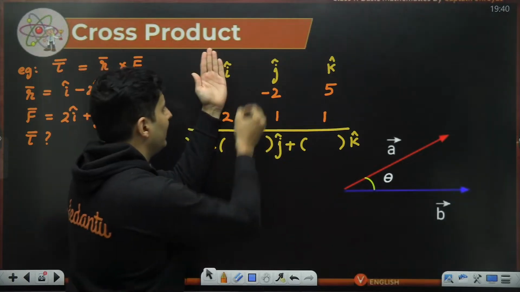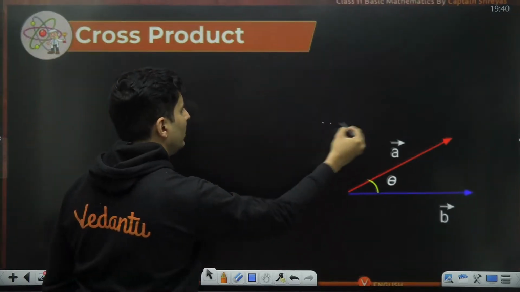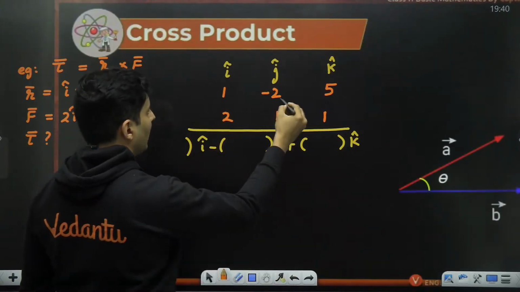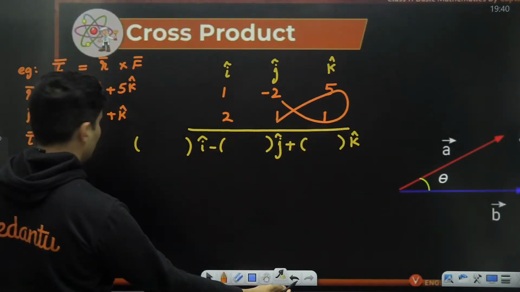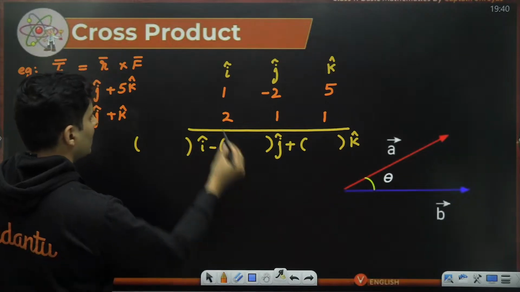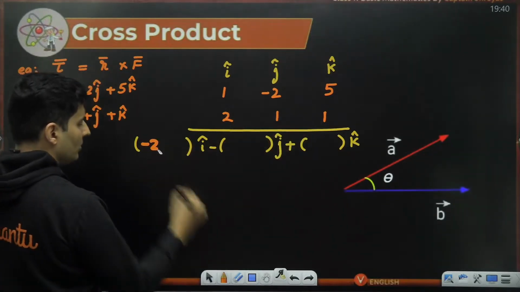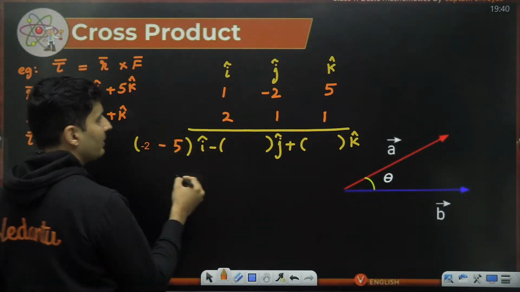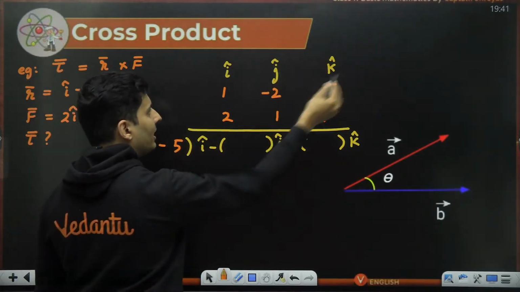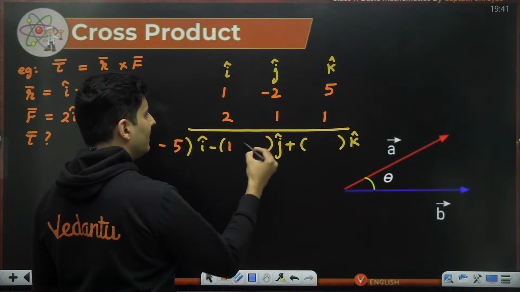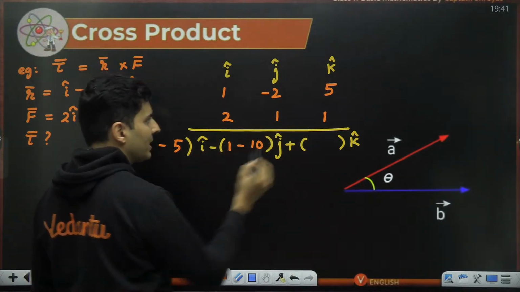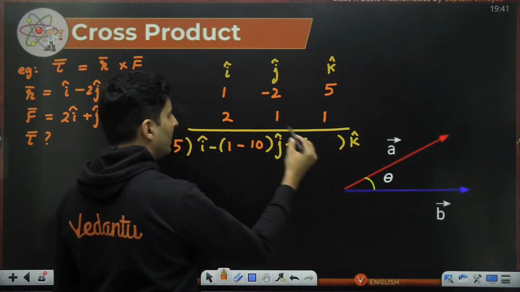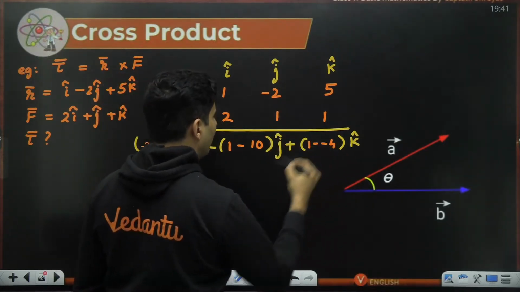Now for i cap, forget this column, forget this row. Minus 2 into 1 and 5 into 1. Minus 2 into 1 is minus 2 and 5 into 1 is basically 5. So minus of that. For j, forget this column, forget this row. 1 into 1 is 1, 5 into 2 is basically 10. So put a minus sign. For k cap, forget this column, forget this row. 1 into 1 is 1, minus 2 into 2 is minus 4, and put a minus sign over here.